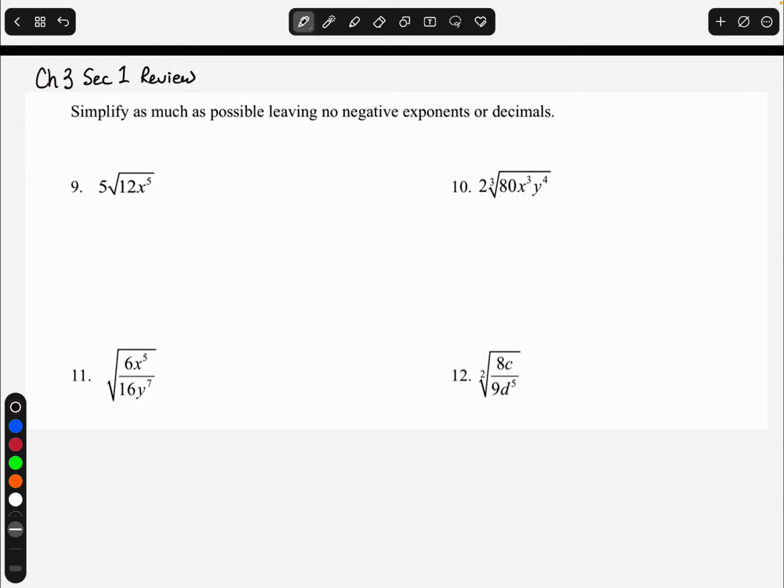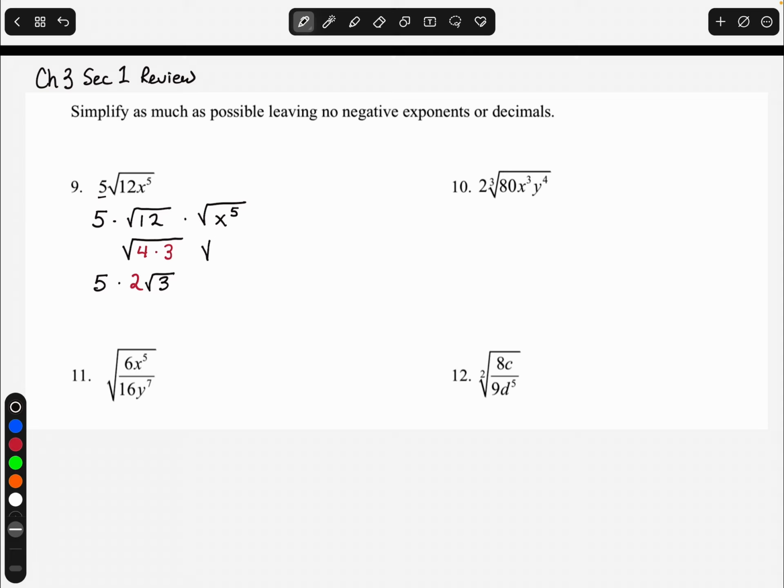So as we take this one here, you've got to figure out where you want to start. Well, I don't really have much I can do with the 5. I have the square root of 12x to the 5th. So I'm going to think about this as 5 times the square root of 12, and then I'm going to focus on the square root of x to the 5th. I know that 12 breaks down into 4 times 3, which ends up being 2 times the square root of 3. I still have that 5 out here.